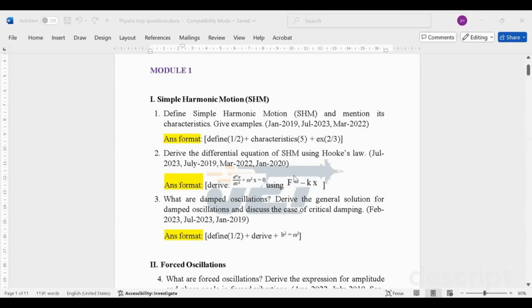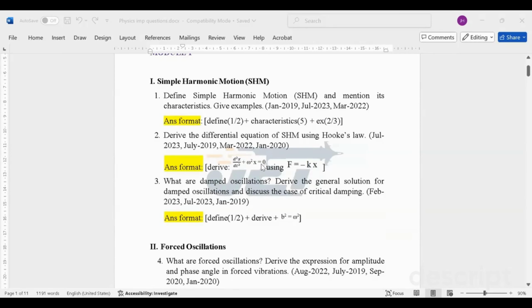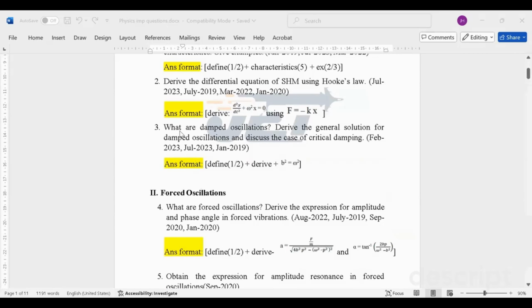So now moving on to the second question, derive the differential equation of SHM using Hooke's law. So for that, the answer format will be, first you have to derive, this is what you have to derive, guys. d square x by dt square plus omega square x is equal to 0 using F is equal to minus k of x, right?